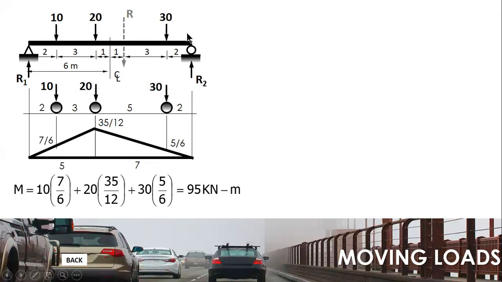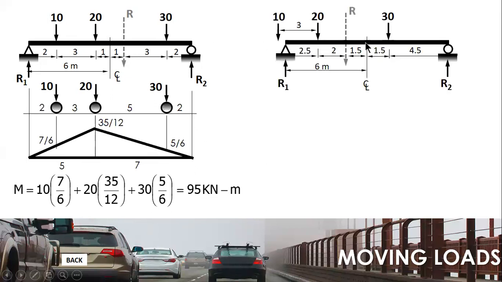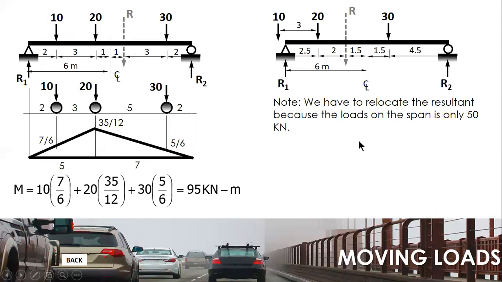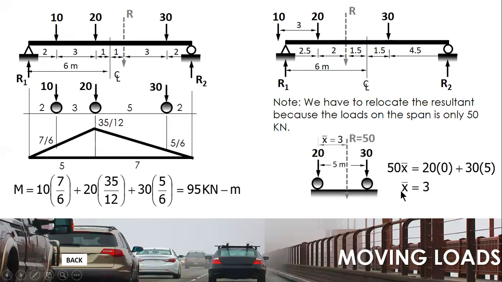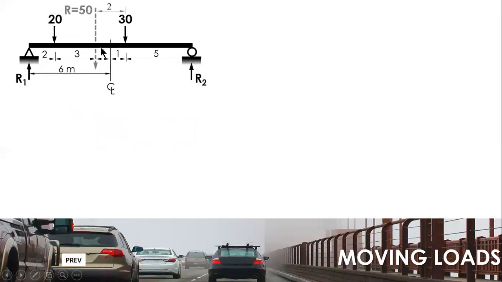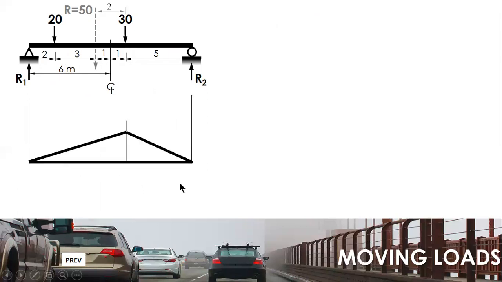And under 30, again, the load went past the 10, right? That is why you have to relocate the resultant. X bar is 3. Then the moment is at 30, so you cut at 30 on the influence line.